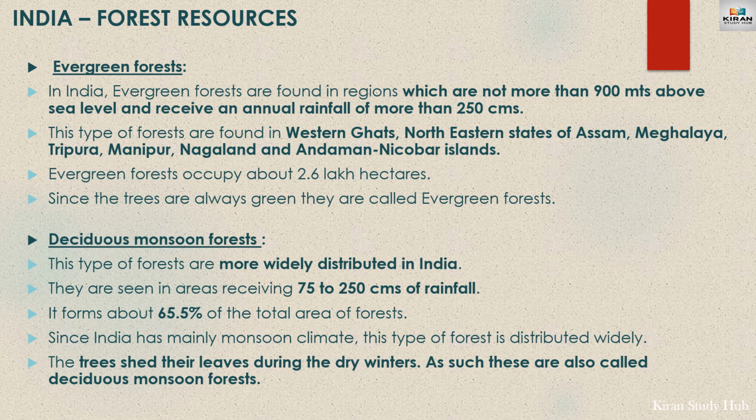Here, shedding of leaves means during winter season there is least rainfall in India. Because of less rainfall, there is less moisture or less water content in the soil. In order to conserve water in the soil or to prevent transpiration, the trees will drop their leaves, or there is leaf fall. This is called shedding of leaves.